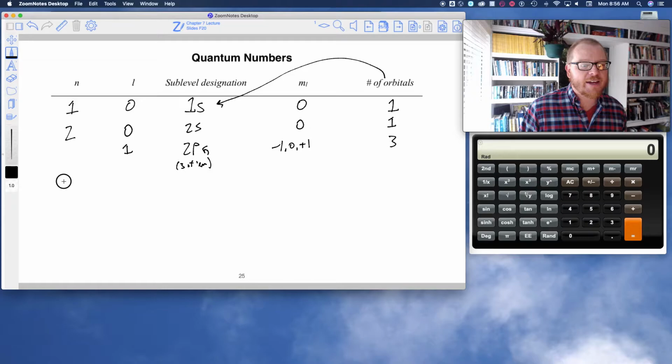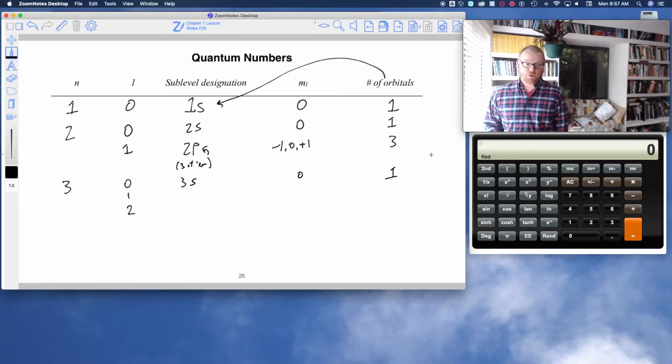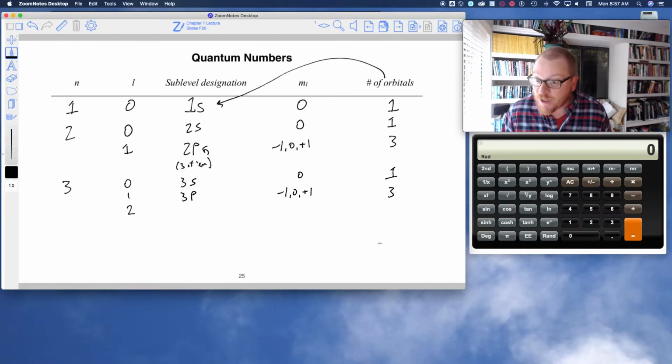So now if I have n is equal to 3, I can have L is equal to 0, 1, or 2. If it's 0, that's called 3s, 3s, that's an ml equal to 0. So of course there's only one 3s orbital. However, when I have 3 and 1, that makes 3p. And there's -1, 0, and +1. So that's now 3 3p orbitals.